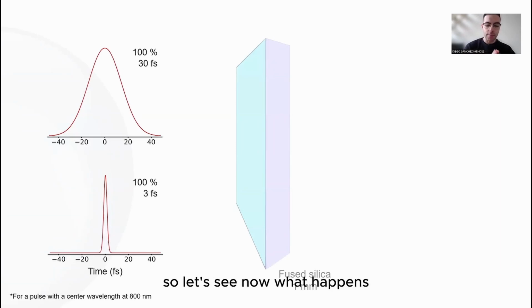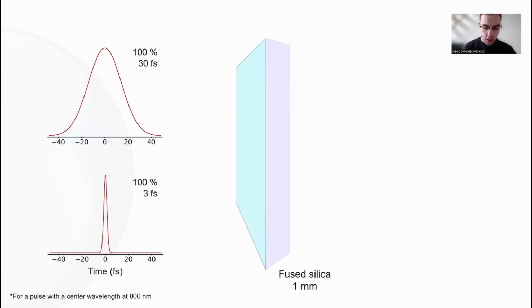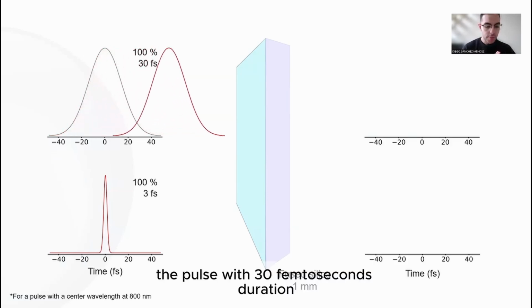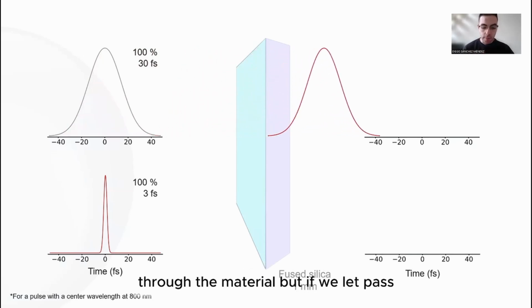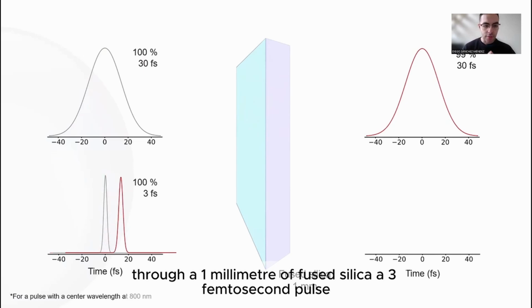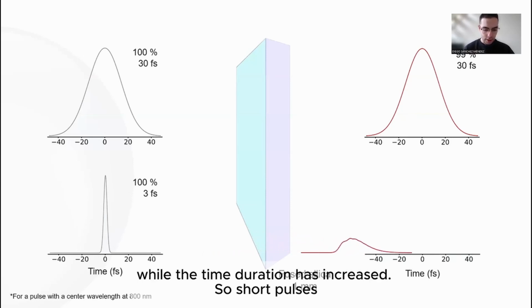So let's see now what happens to two different pulses when they pass through 1 millimeter of fused silica. These pulses are centered at 800 nanometers. So in the first case, the pulse with 30 femtoseconds duration, as we can see, remains almost the same after passing through the material. But if we let a 3 femtosecond pulse pass through 1 millimeter of fused silica, we can see that the peak power has decreased a lot, while the time duration has increased.